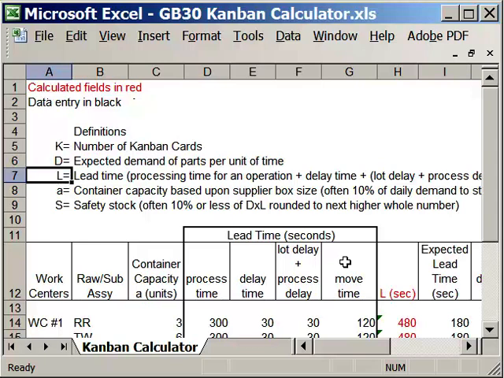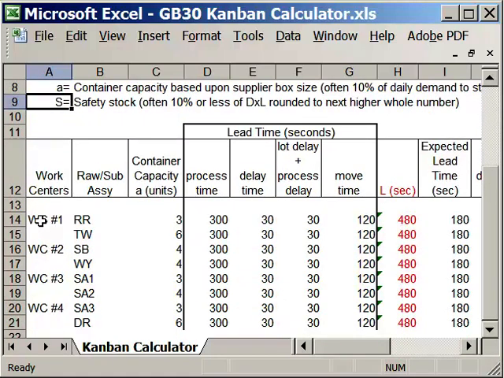A is our container capacity, which goes here. And S would be the safety stock, which is typically 10% or less of D times L, rounded to the next whole number. In this example, we're using time in seconds. Depending on your operation, it could be in minutes, it could be in hours, or it could be in days.